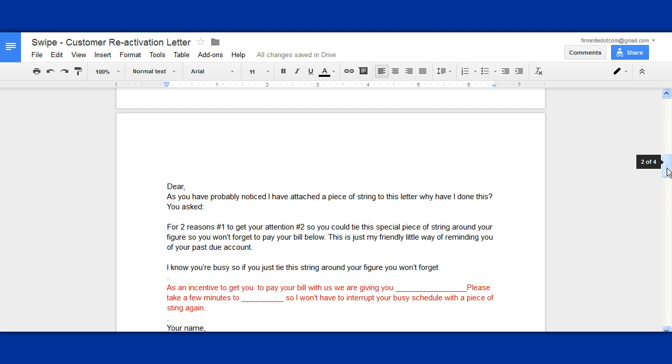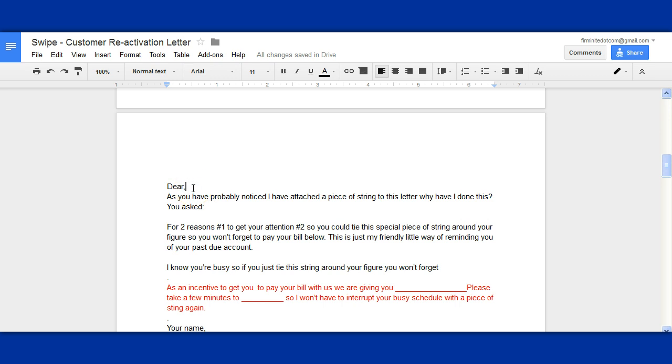Gary Halbert would normally stick something to the letter: a dollar bill, a piece of string, a puzzle piece, a candy, a penny, all these different things. It's called a 3D mailer. And it does increase our response rates quite significantly when we do something like that. So here's letter number 1, and it says, "Dear so-and-so," so you want to edit this and put their name in here.